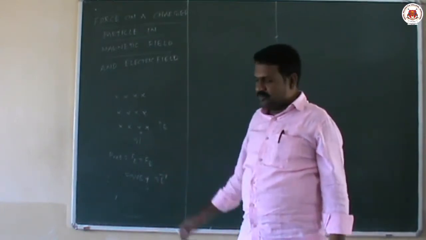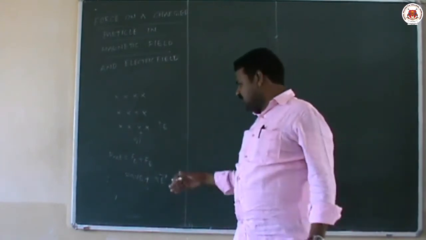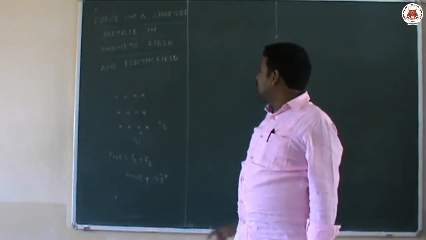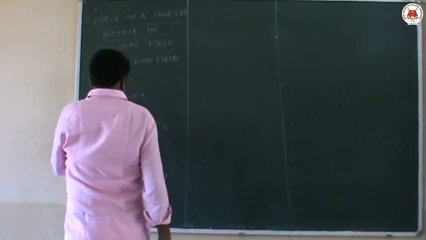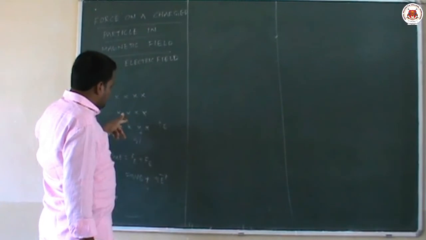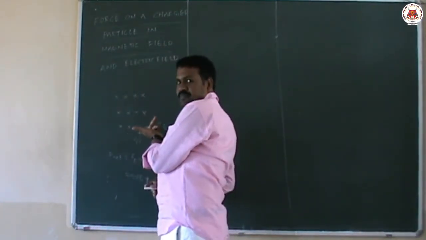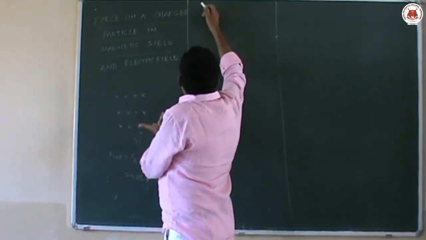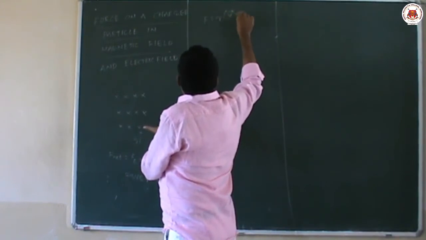Fleming's left hand rule is used to calculate the force acting on a conductor. For this you can also use the vector product. The field is going inside, this is B, and this is V. The force is F equal to Q into V bar cross B bar.